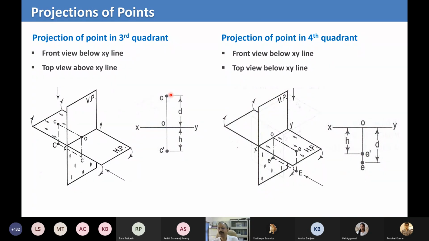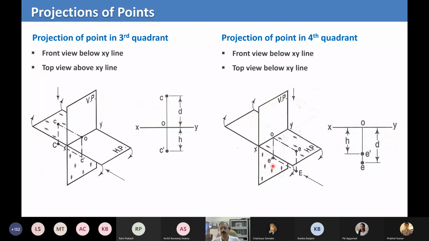So if I'm talking about point number E, its projection on the horizontal plane, which is the top view, is small e. Its projection on the vertical plane, which is the front view, is E dash. And for drawing the points, I have to rotate the horizontal plane by 90 degrees. So both E and E dash will come on the same side of the line. And depending on the distance of the point E from the vertical plane and the horizontal plane, e and e dash can be above or below each other, but both will be below the XY line only.